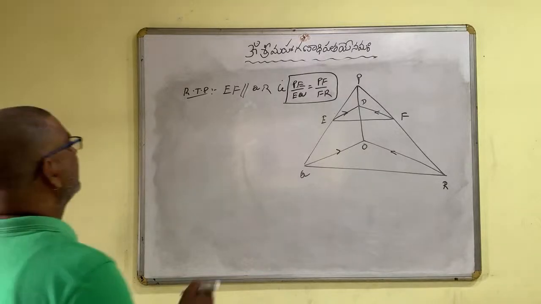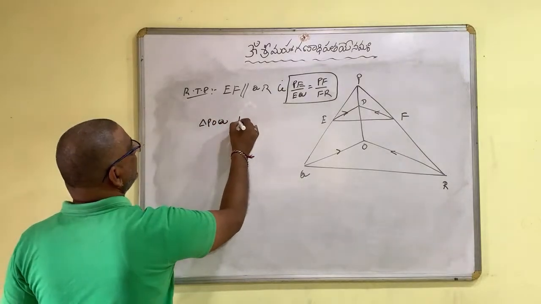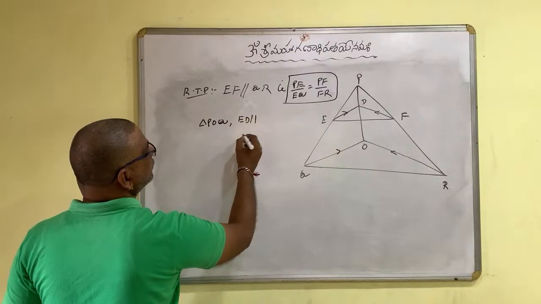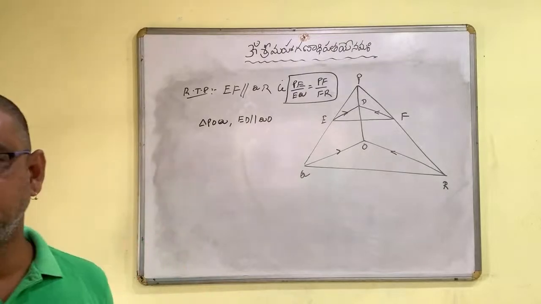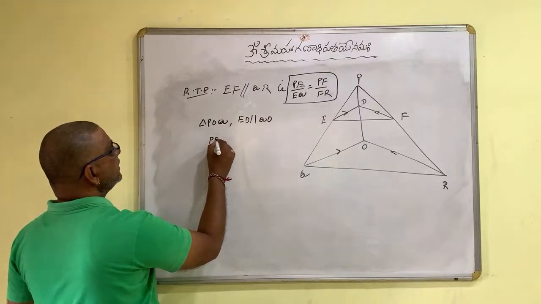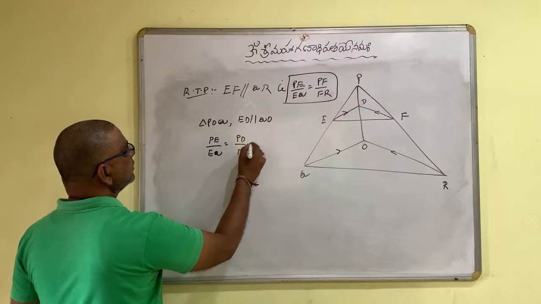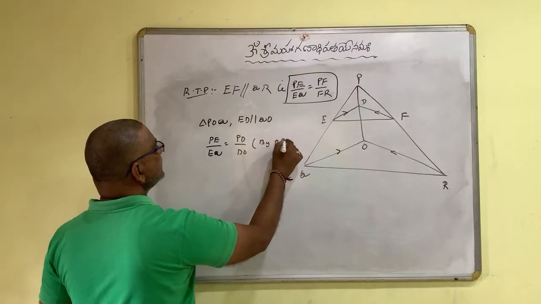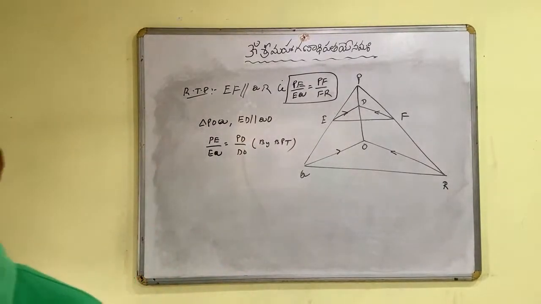First triangle POQ. ED parallel to QO, given. So by BPT, PE by EQ is equal to PD by DO, by basic proportionality theorem. Okay? Next.